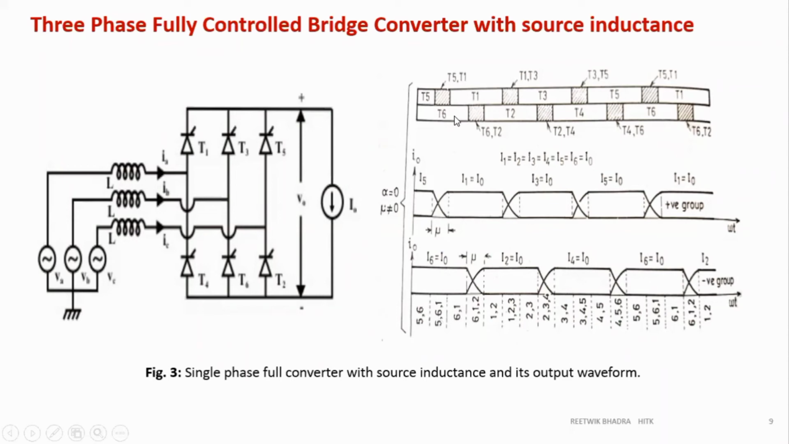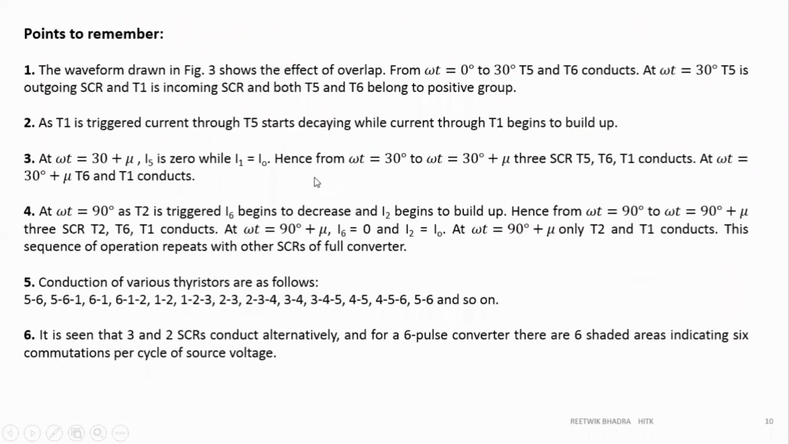Again during this period, 1 and 6 is on. Again during the overlap period, 2, 6 and 1 is on. So like this it continues. Some points I have given over here, you can go through it. Some waveform is drawn in figure 3. This waveform is given. The overlap period is taken. The thyristors are taken in conduction.